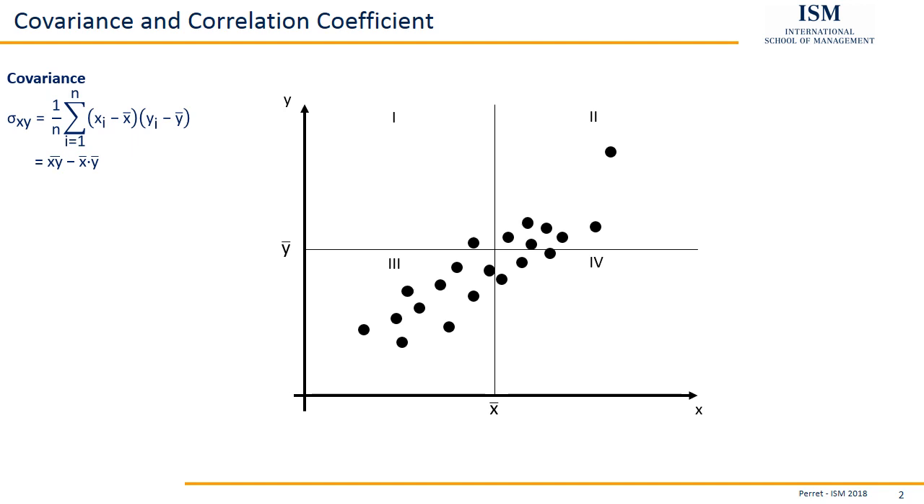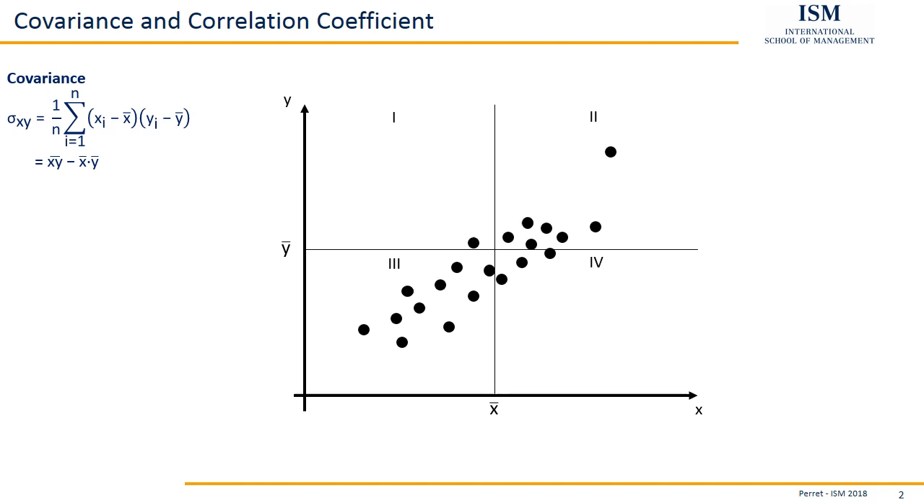Now take a look at the points in quadrant 2. In quadrant 2, I'm larger than the mean for x, and I'm larger than the mean for y. So in this case, I would insert an x which is larger than the mean. So the first parenthesis would lead to a positive value. And for the second one, I have a y which is larger than its mean, which would also be positive. So positive times positive also turns out positive.